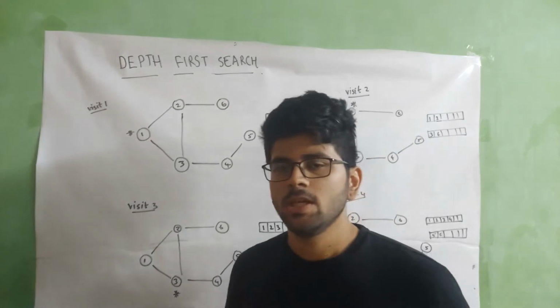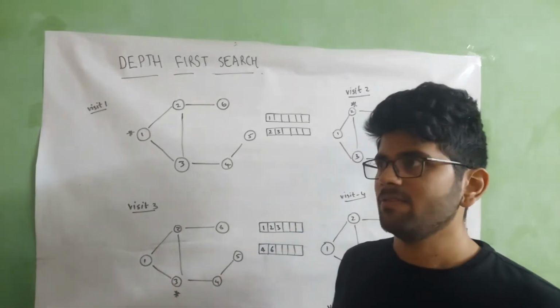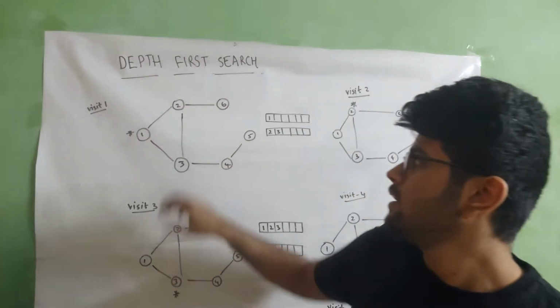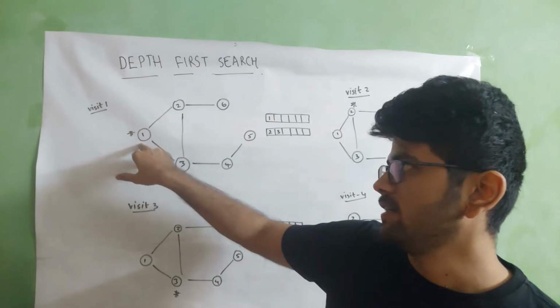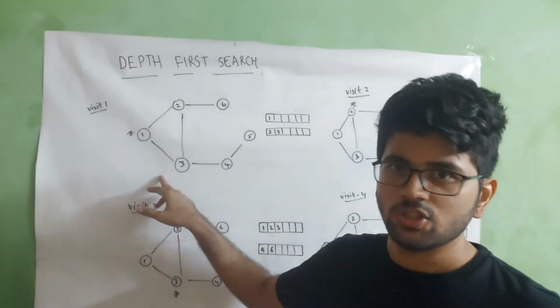What is depth first search? Depth first search is a graph traversal based algorithm. What is a graph? A graph is a nonlinear data structure which consists of vertices and edges. The ones here in circles are the vertices and two of these vertices are connected by an edge.